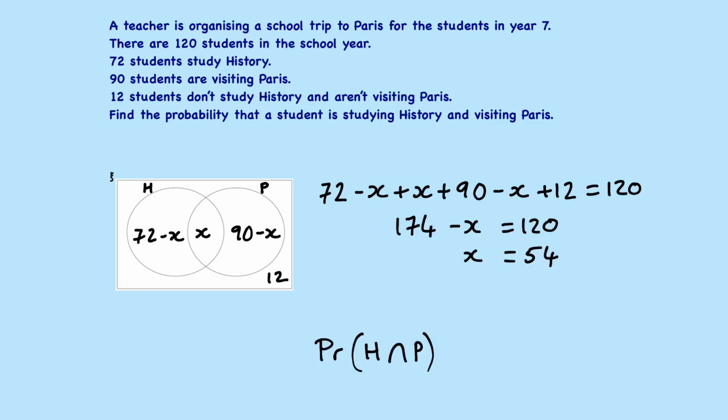To answer the question, what is the probability that a student is studying history and visiting Paris, i.e. the intersection, which is this part here, we have 54 over 120.